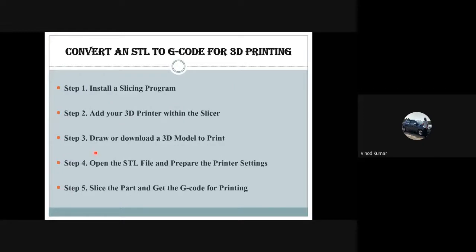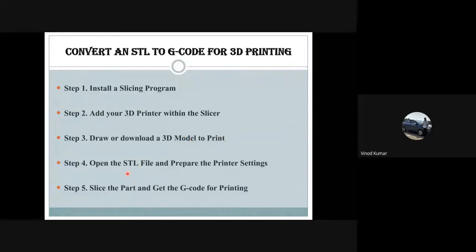Basically, there are 5 steps, and we are going to give a hands-on session on all of them. First thing is to install a slicing program. Which program we can use, we will let you know. Once that is done, we need to add the 3D printer within the slicer. How to add that, and what things we need to take care of there, will be told. After that, we need to model any shape or component. We will model it using the SolidWorks software and show you how to model. And once we do the modeling, we will let you know how to convert that model into an .stl file.